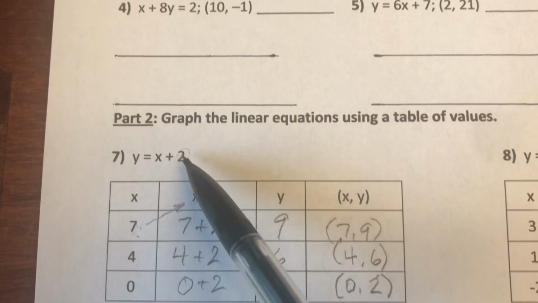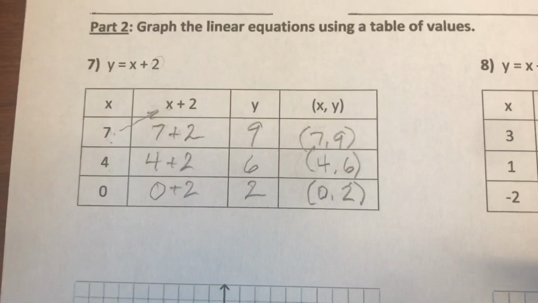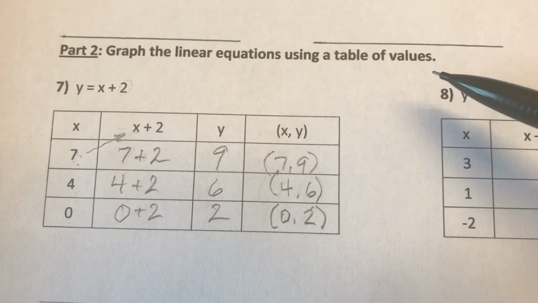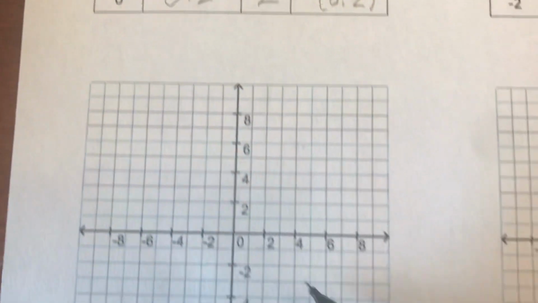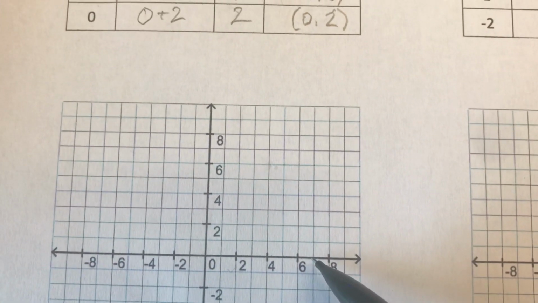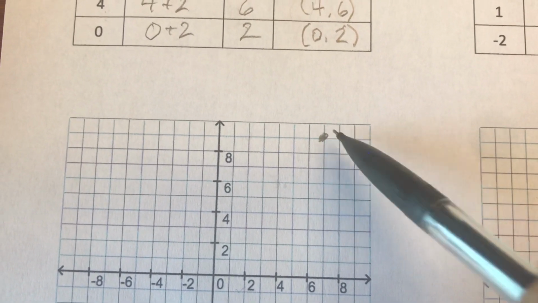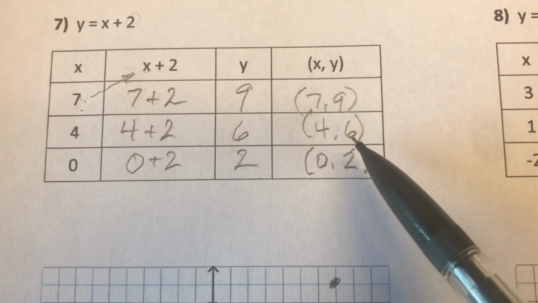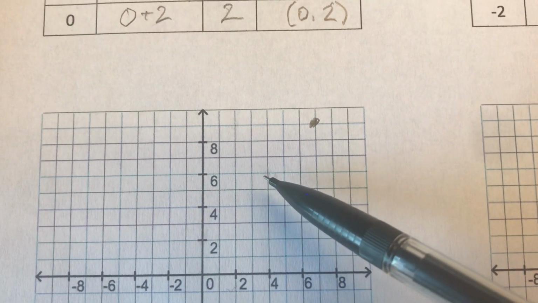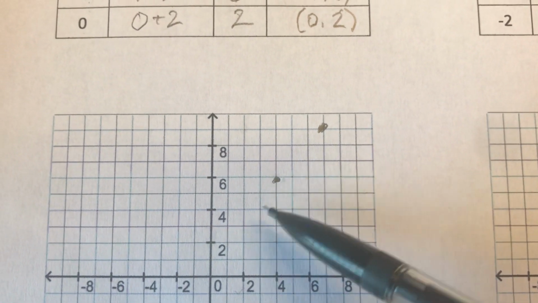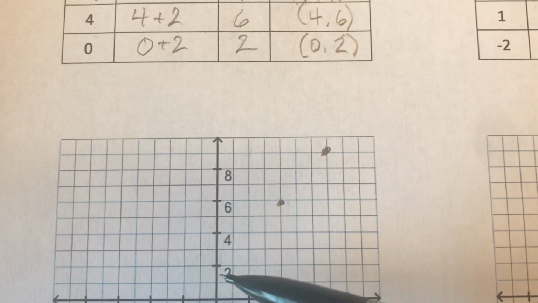Now we used to graph using slope and y-intercept. This is just graphing using a table of values, as those directions say. So just go to graph it. Over 7, up 9. Over 7, right here. They only put the even numbers on there. There's 9. The next ordered pair is 4, 6. So over 4, up 6, and finally 0, 2.